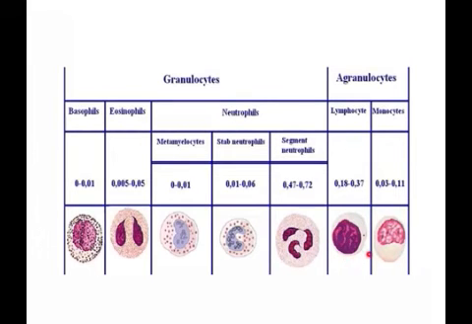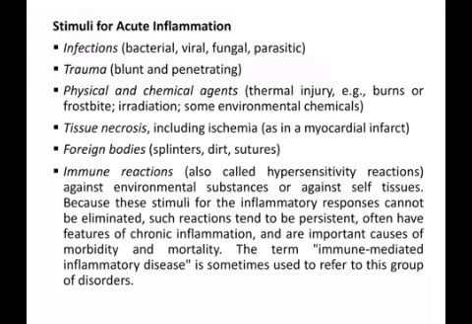And most of the phagocytic process in our body involves both neutrophils as well as monocytes. Right. Apart from that, immune reactions in our body are majorly generated by lymphocytes. Right. So let us now start discussing about the stimuli for acute inflammation.